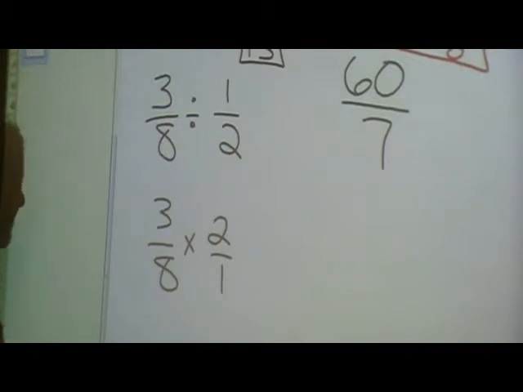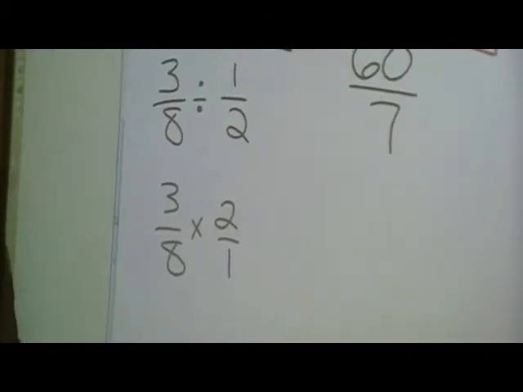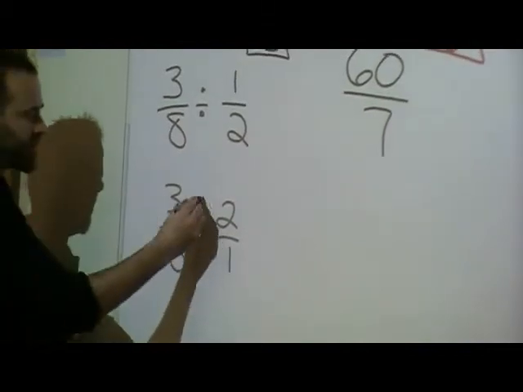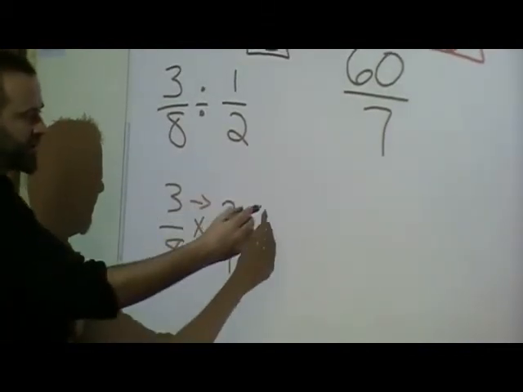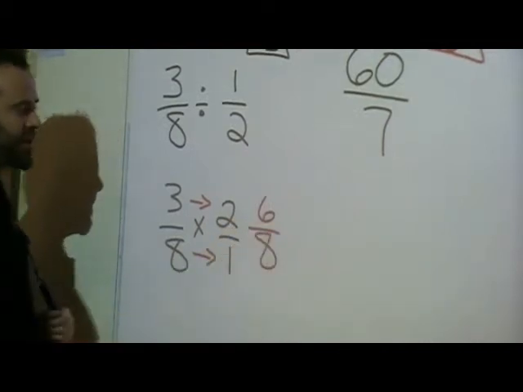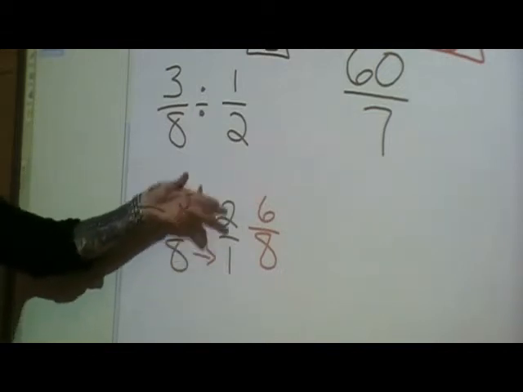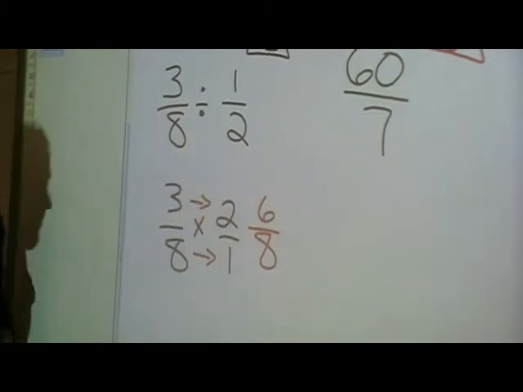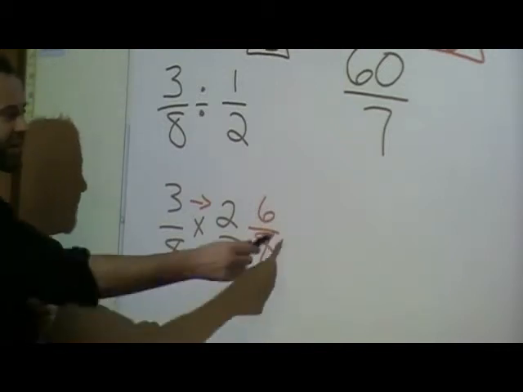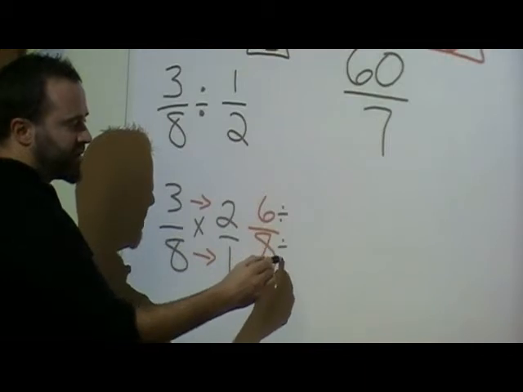And then we multiply, right? Multiplying, we just multiply straight across now. Okay, 3 times 2, 8 times 1. So we flipped, we switched, we solved. Now we need to reduce. These are both even numbers, right? So if they're both even numbers, what can we divide by?